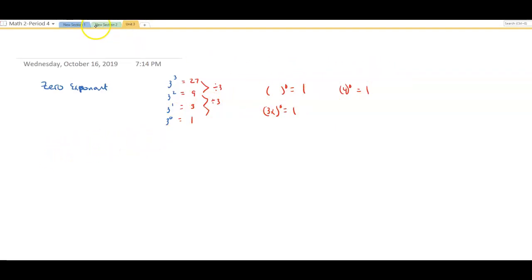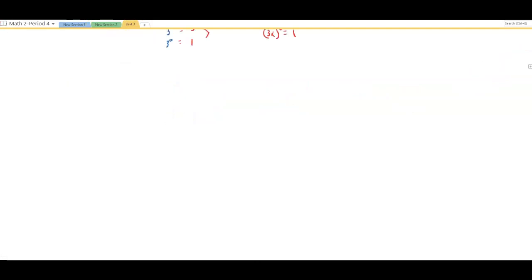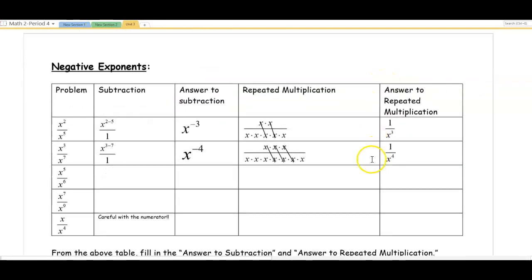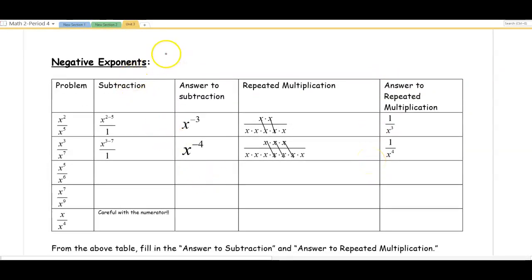Okay, now the next one is basically the negative exponents. What happens if we get a negative exponent? Well, if you take that same scenario, we said 3 to the 0 power is 1, and each time we're dividing by 3, what would 3 to the negative 1 be? Well, if I take 1 and divide it by 3, I would get 1/3.